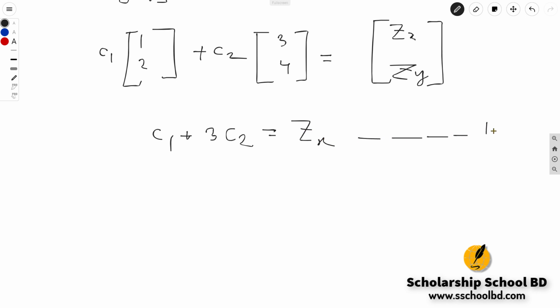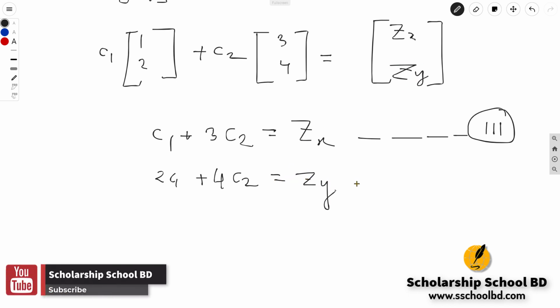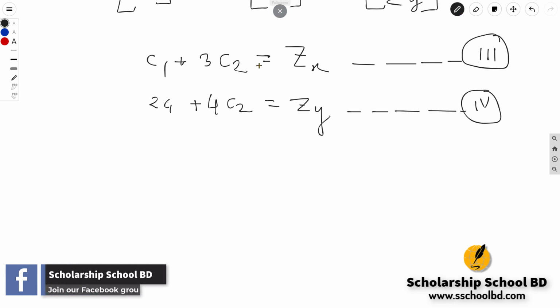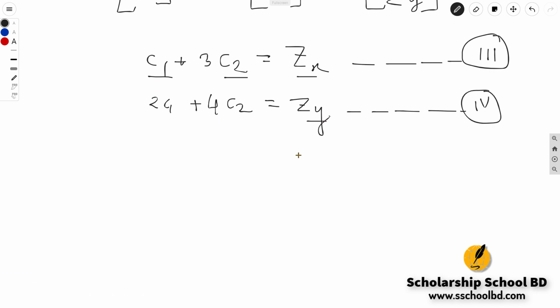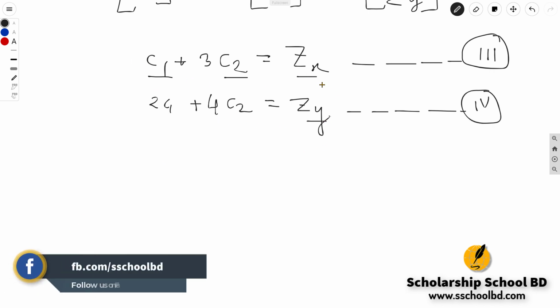This is the third equation, because we already used 1 and 2. And the second equation would be 2c1 plus 4c2, which is equal to the second component of the z matrix, zy. This is our fourth equation. Now, we have two linear equations, but basically there are 4 unknown variables. So this can only be solved by assuming values.